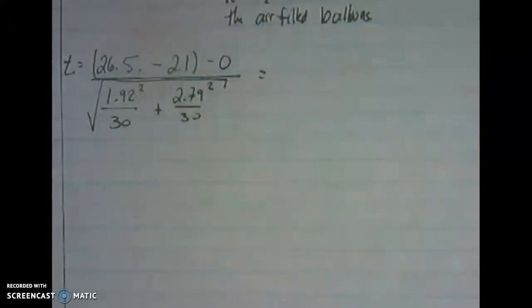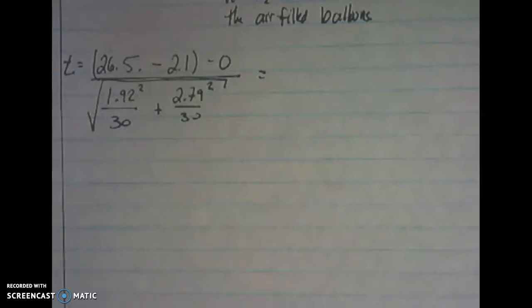And then we've got our standard deviation for the other guy, which was 1.92 for the helium. Don't forget to square it. The size was 30, plus 2.79 squared divided by 30. And I'm going to take the square root of that. Okay?